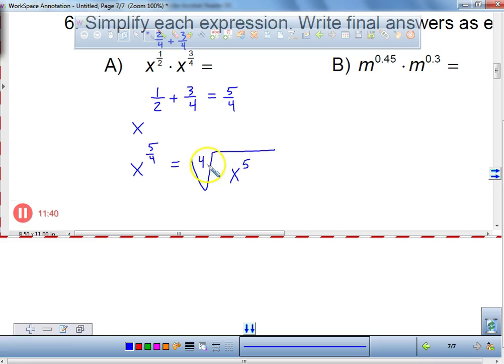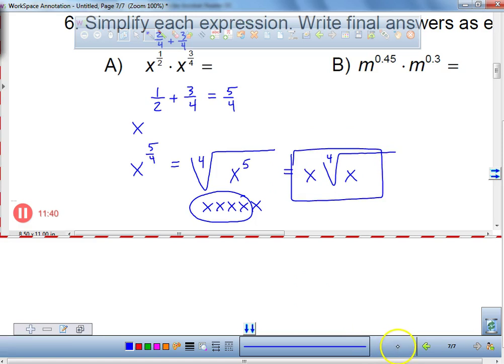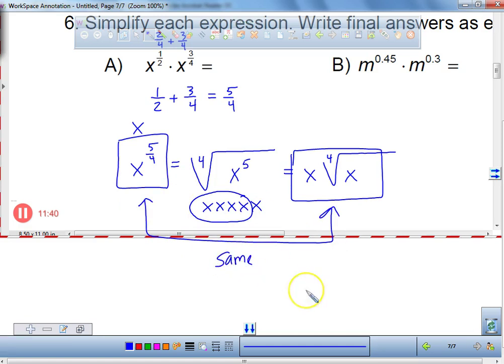But how many do we need to find in order for something to come out? We need to find a group of 4. Is there a group of 4 inside of that? There is. How many groups of 4 are inside of x to the power of 5? There's only one group. So one group comes out. And how many left over? If you have x times x times x times x times x, and a group of 4 comes out, we still have one x left. So this would be the answer as a simplified radical. This is the answer as a rational exponent. This is an answer as a radical. These right here are exactly the same.